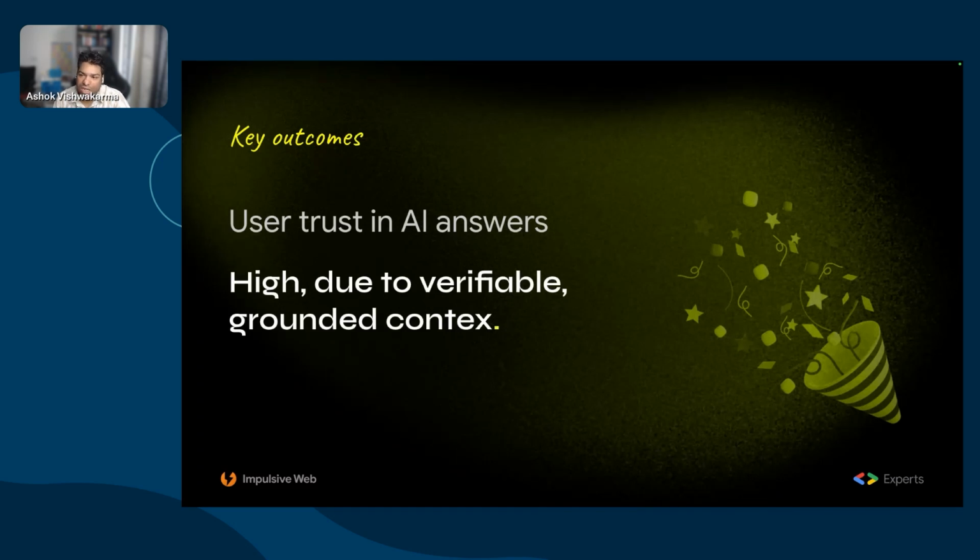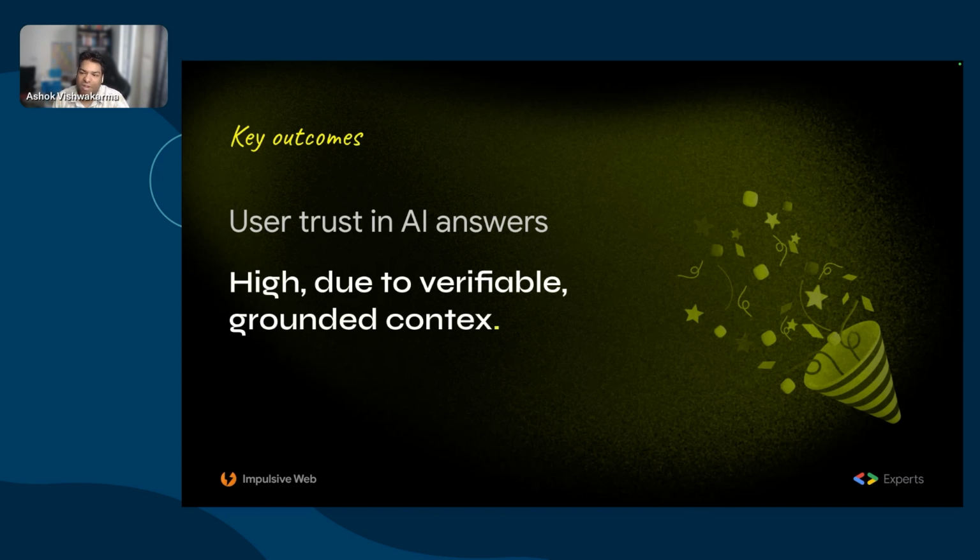And because we were able to give verifiable grounded context with a very specific answer, we have built the user trust to use our tool. I mean, no matter how good your tool is, if people are not using it, it doesn't make any sense. So the idea was to give them a reason to build trust from day one, so that they can verify whatever the AI is answering to them.